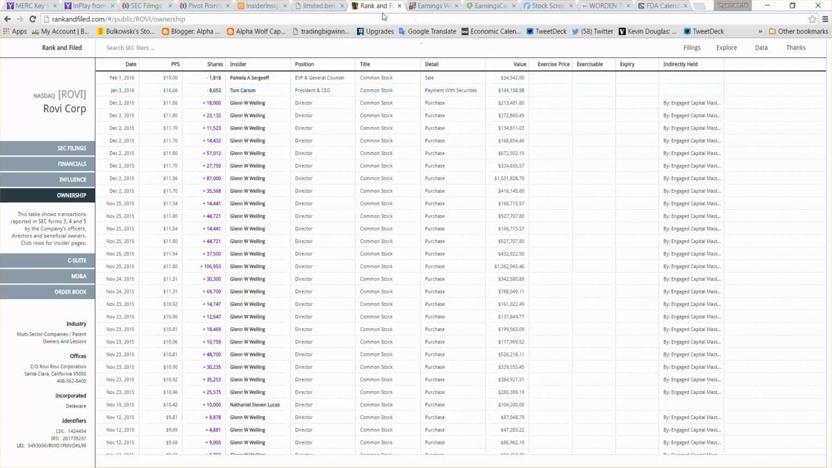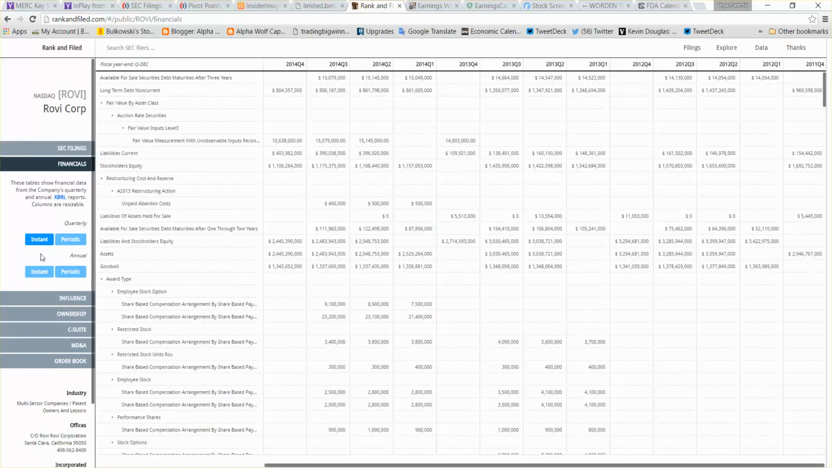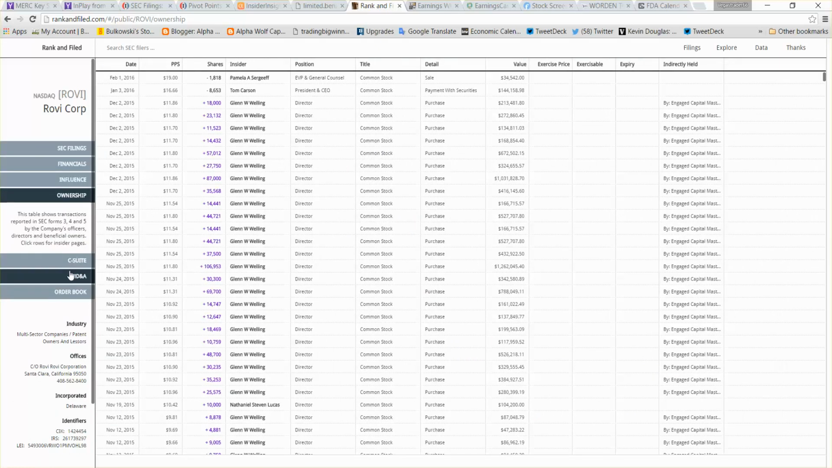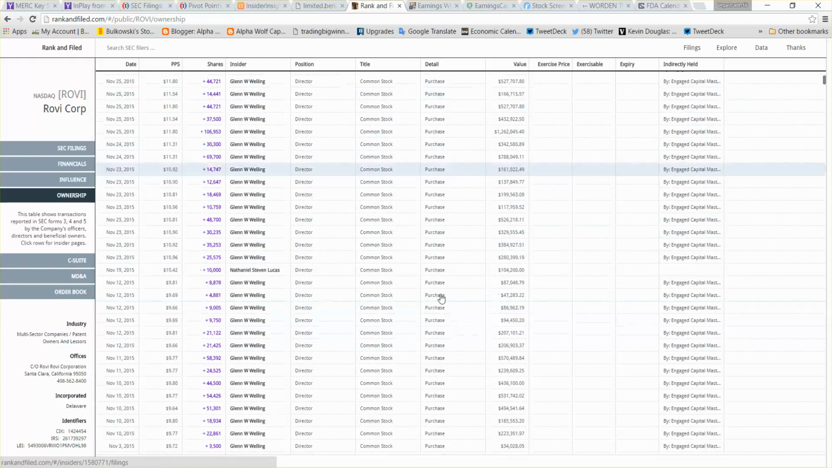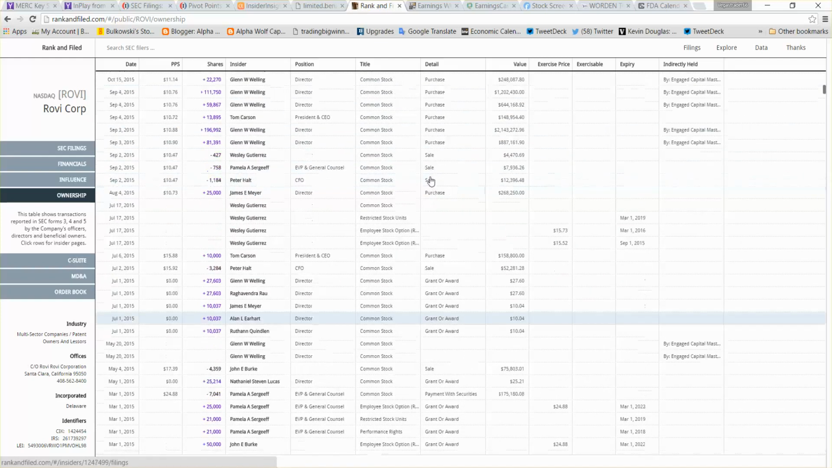The next one that I want you to bookmark is Rank and Filed. Now, I mentioned SEC filings, 10Qs. You can pull up on the SEC or on Rank and Filed all the SEC filings. You can pull up their financials. The reason I like using Rank and Filed is I like to look at insider buying, and it clearly identifies to me what is a grant or an award, what's a sale, what's exempt, and what is a purchase.